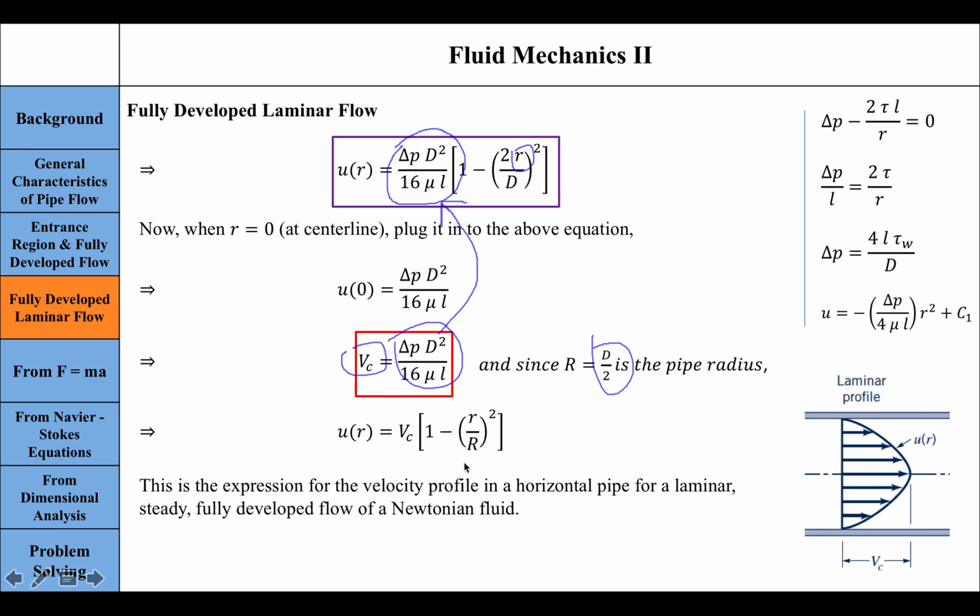Another thing is that the velocity profile is parabolic because of the type of equation. This is of the parabolic form, and it has a maximum velocity at the center line, Vc, at the pipe center line, and a minimum velocity at the pipe wall.